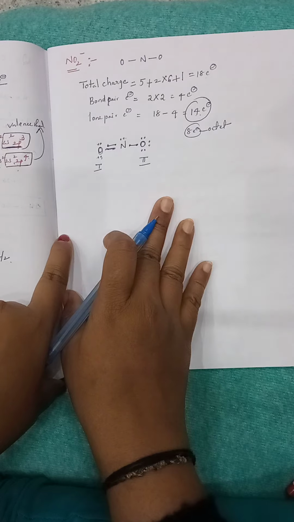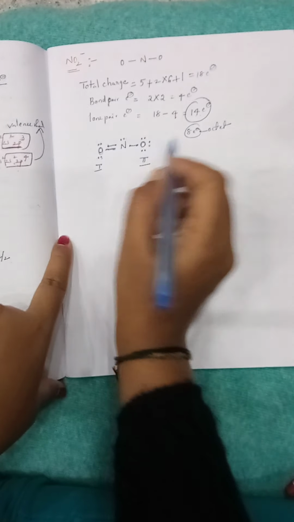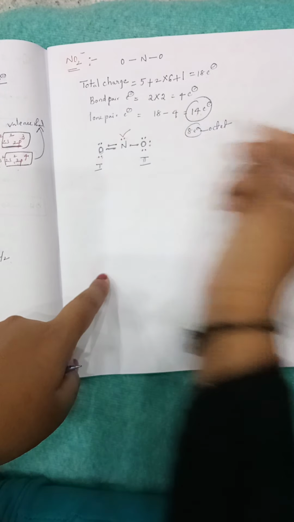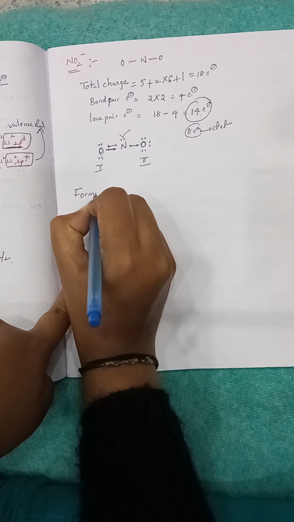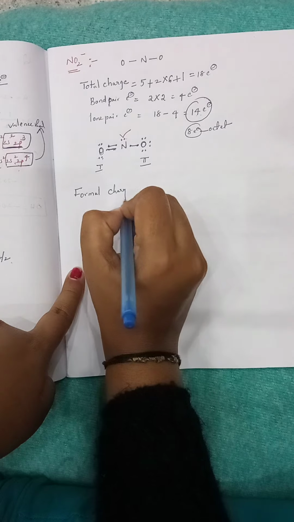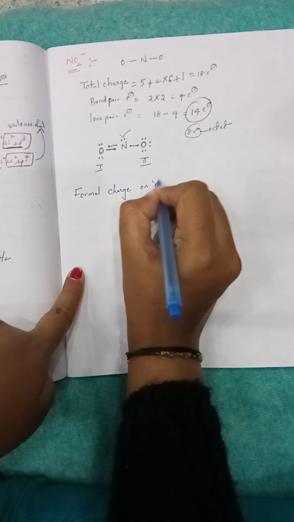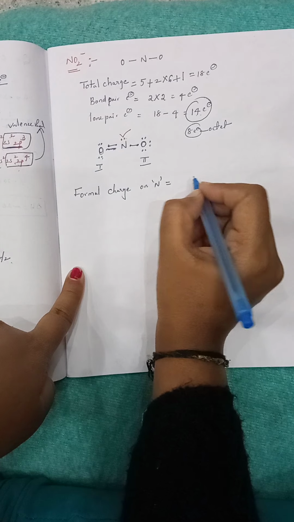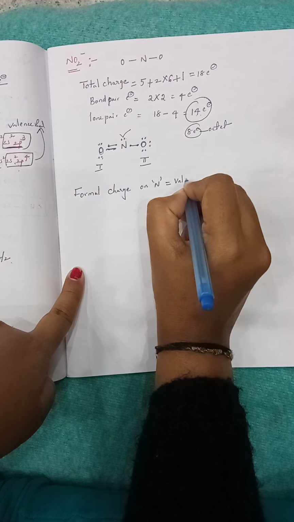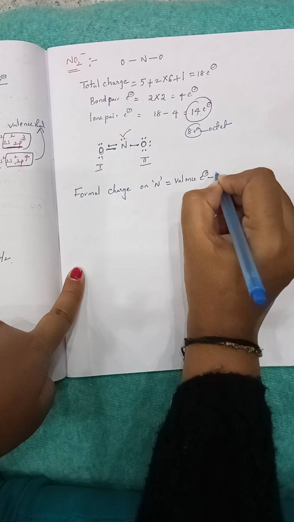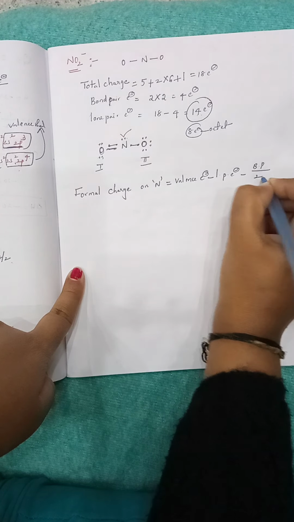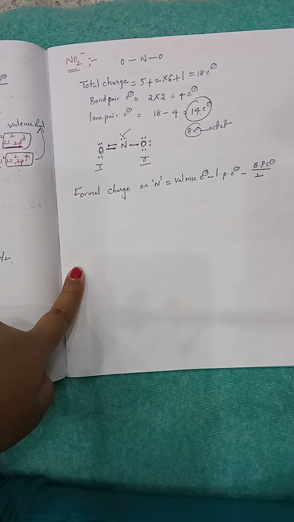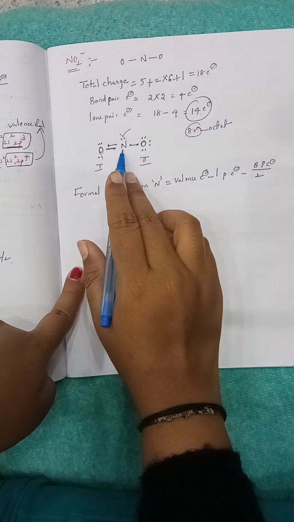Clear? Now we want to find out the formal charge on each and every atom. So first we'll find out the formal charge on the nitrogen atom, the central atom. Formal charge on the nitrogen atom can be calculated by the formula: valence electrons minus lone pair electrons minus half of the bond pair electrons. By using this formula we can calculate the formal charge on nitrogen.